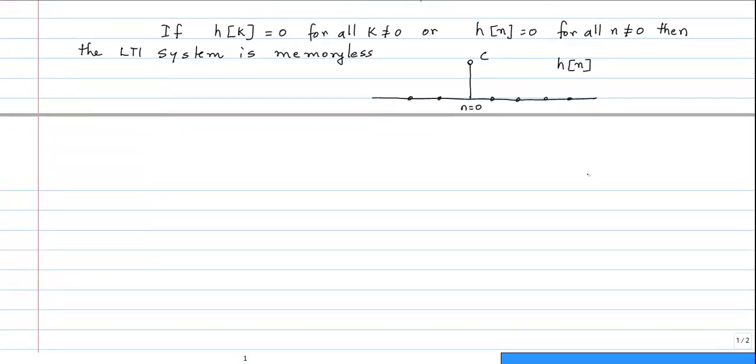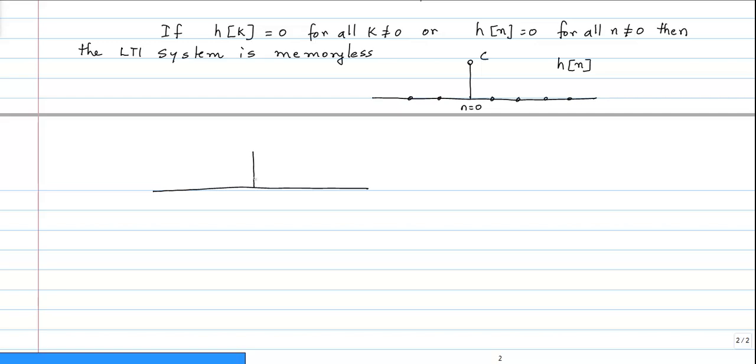In the continuous time case, the same argument can be used with the convolution integral to show that h of t has to be some constant times the delta function. Only in this case is the system memoryless.